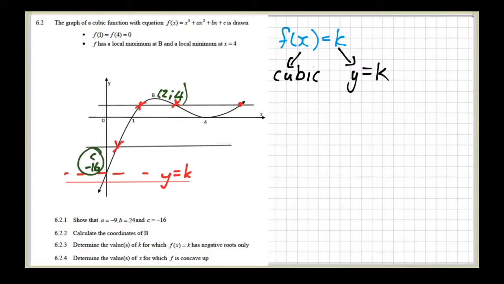So in other words, for k being anything under negative 16, that horizontal line that I've drawn will cut the graph only once, but it will cut the graph on the negative side. That's what I'm looking for. So in other words, I'm going to write that down. K smaller than negative 16. I hope you guys get that.